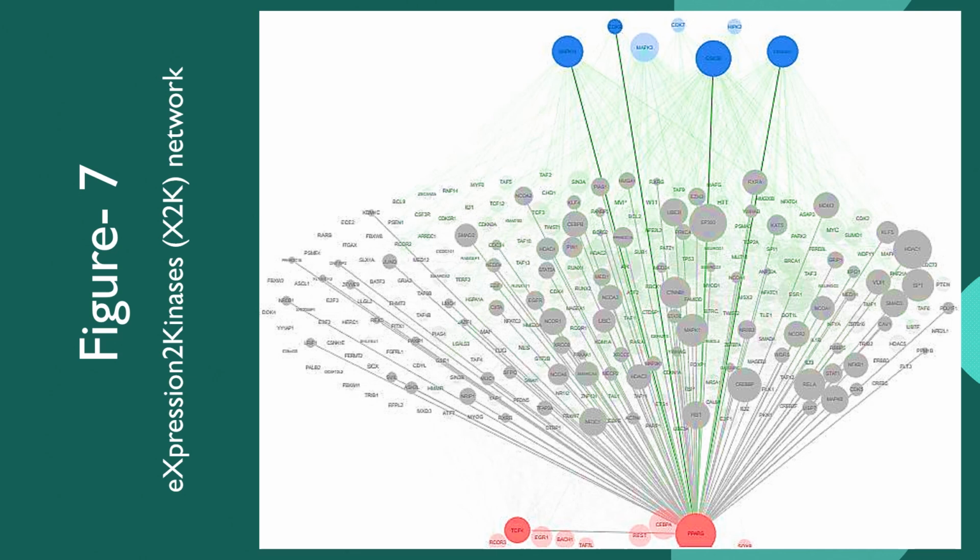ADIPOQ and CD36 were found to be common for the differentially expressed PPAR and AMPK signaling pathway, and CD36 was the only differentially expressed gene found common between the above three. Not only that, it was also found that these genes were all downregulated differentially expressed genes.